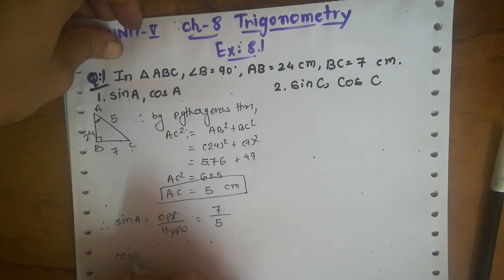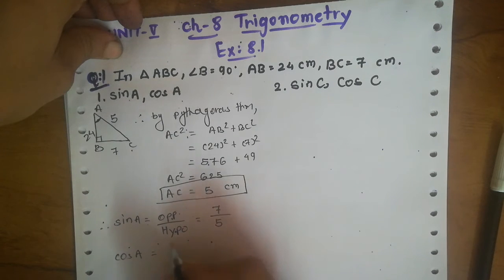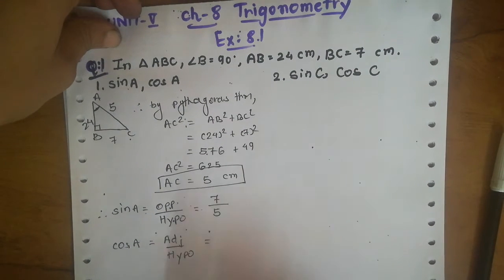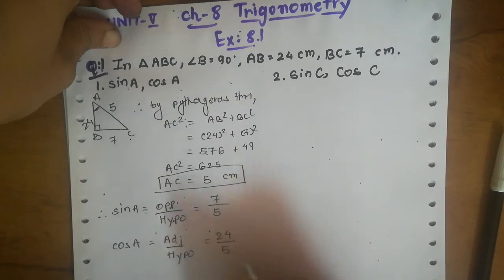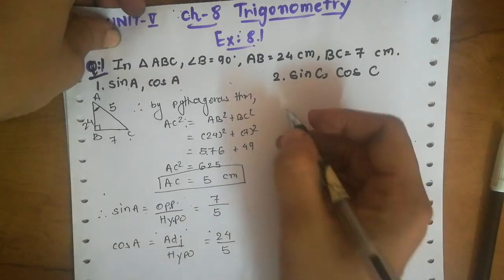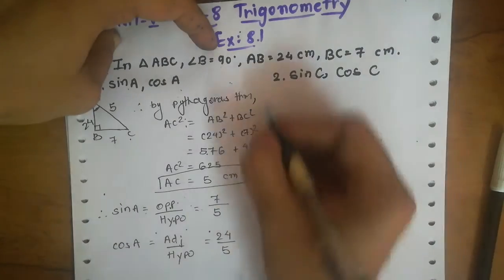Cos A is adjacent by hypotenuse, so we write just the abbreviation of adjacent and hypo. The adjacent side for angle A is 24, and the hypotenuse is 25, so cos A is 24 by 25. Okay, now sin C and cos C we need to find.